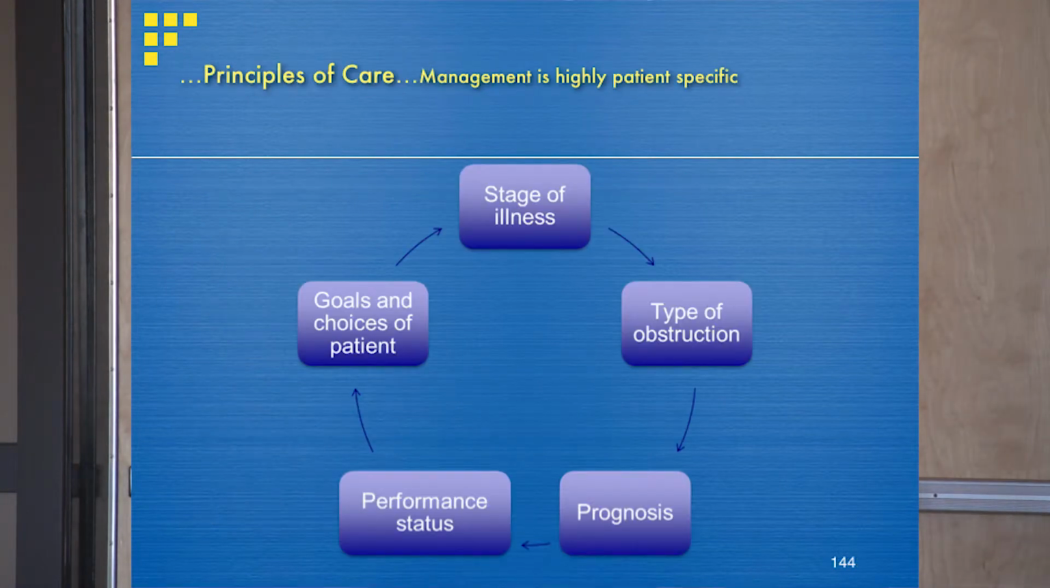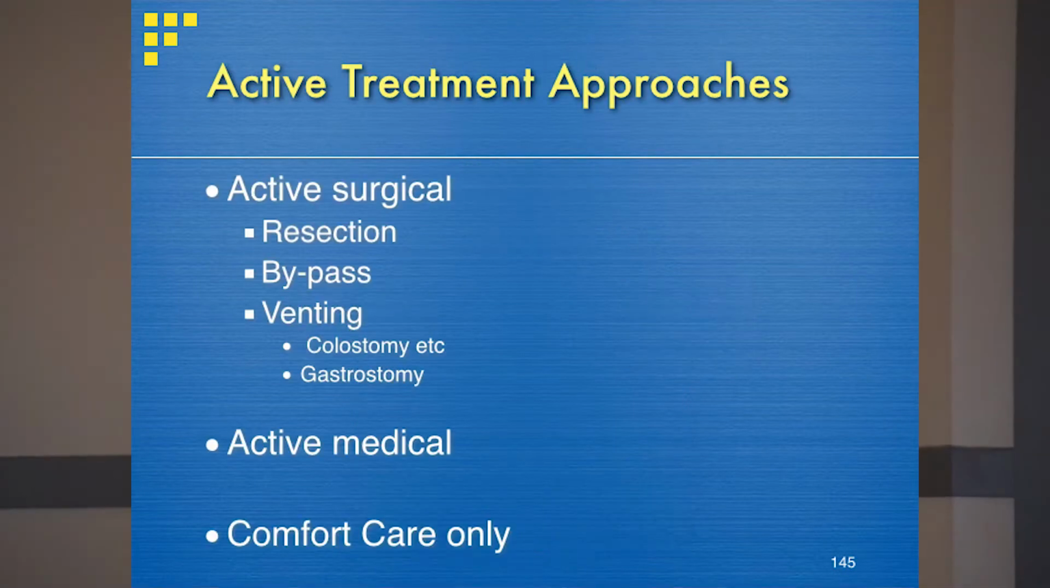So the management is really highly specific depending on the stage of illness, the type of obstruction, what is their prognosis and performance status, and what do they want? What are their goals and choices? So we're going to talk about active surgical medical approaches and comfort care. So back to Norman for a minute.